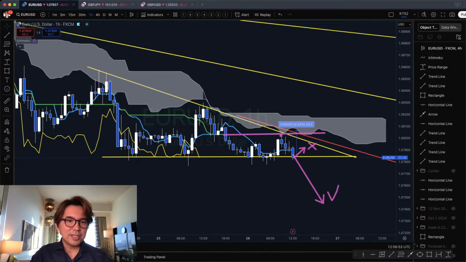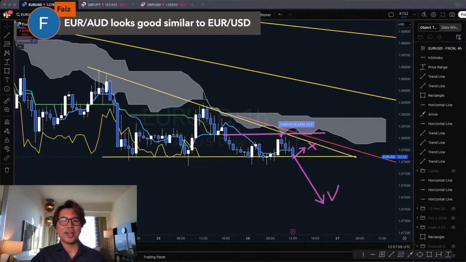Okay, so let me see. Fight says EURAUD looks, hold on, let me see. EURAUD looks good, similar to EURUSD. Okay, yeah, I think some other pairs are also retracing today. So right, if you really look for some similar market, then most likely they move almost the same. So this may apply to EURAUD as well.